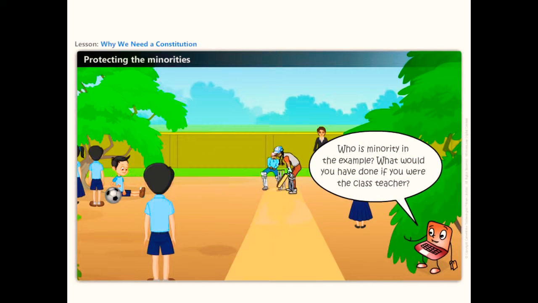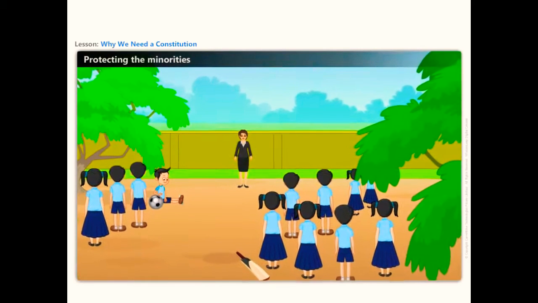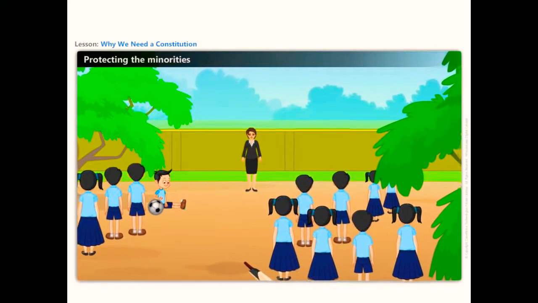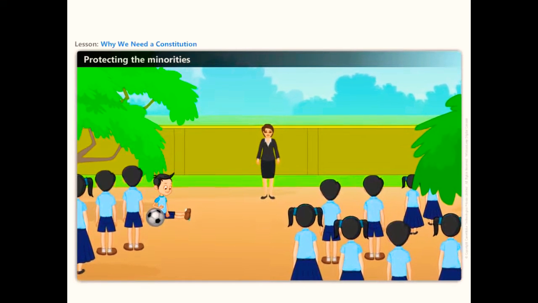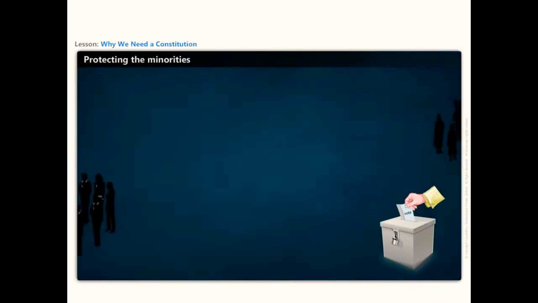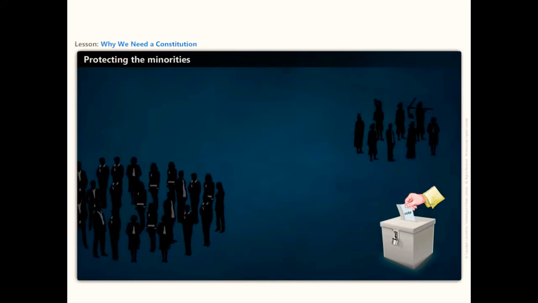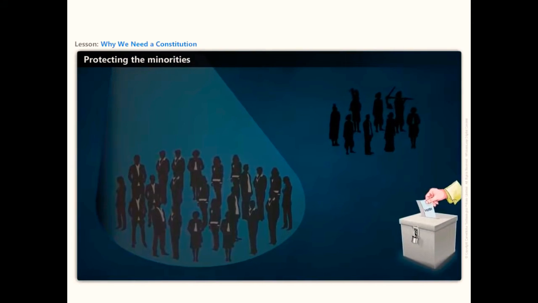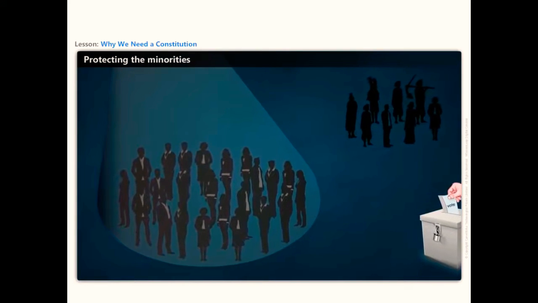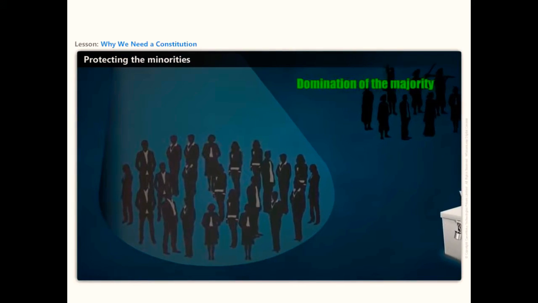Who is the minority in the example? What would you have done if you were the class teacher? The students playing football are in the minority group. The teacher could have solved the problem by dividing the time for both cricket and football. Such unhealthy situations can occur in democratic societies too, where a majority can continuously enforce decisions that exclude minorities and go against their interests. Every society is prone to this tyranny or domination of the majority.